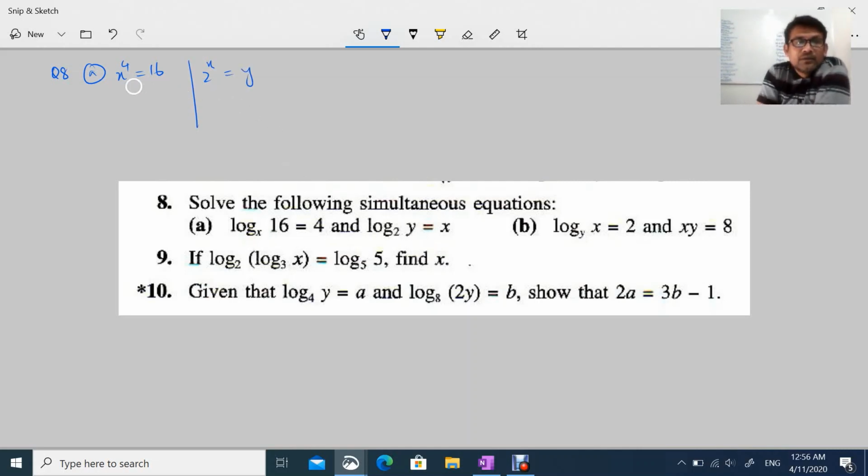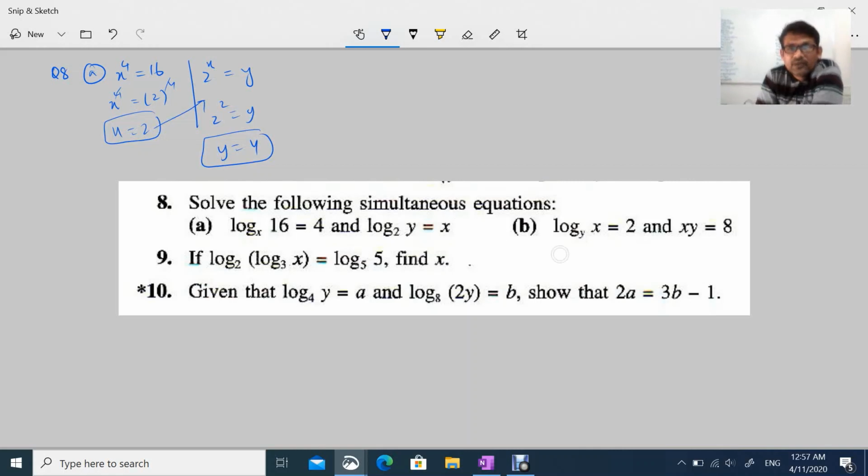So 2 power x is equal to y, and x power 4 is 16. Can you make 16 as a power of 2? 2 to the 4 to the 8 to 16, you can write 2 power 4. So this 4 and 4 cancel, x is becoming 2. By using this 2, I can put the value here: 2 power 2 is equal to y, and y is equal to 4. This is a very simple question, and we've done it.